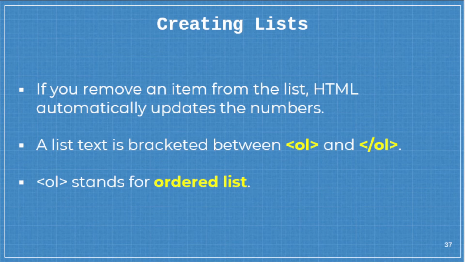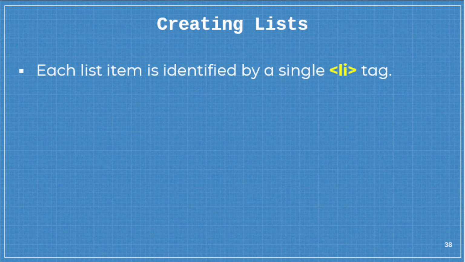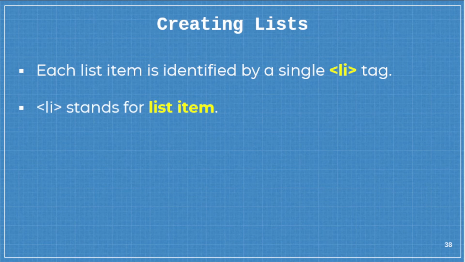Inside the OL and the /OL is what we call the LI tag. Single tag called LI. LI stands for list item. This is where you enumerate those which will be numbered. Do you understand? The LI is responsible for the items that will be numbered.